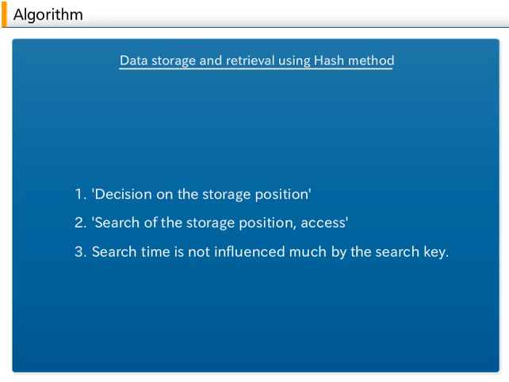C. Data storage and retrieval using the hash method. Both the sequential search and the binary search have poor efficiency, depending on the value of the search key. In the hash method, the storage position is calculated from the data value itself, and the search check and access is done using that calculated value. Because of this, the search time is not influenced much by the search key.